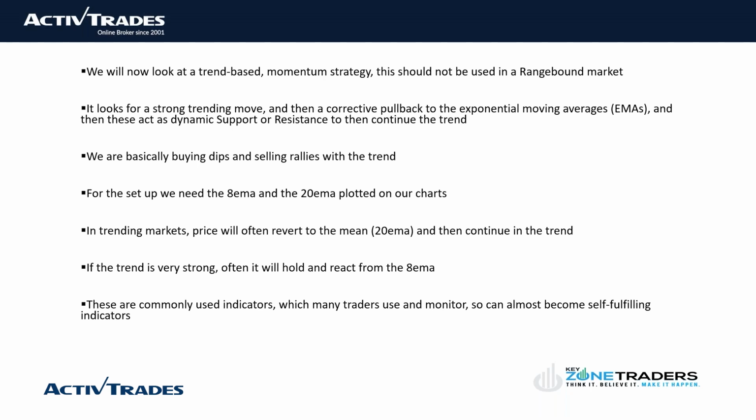You see, even on those examples there, they did retrace back to the 8 moving average, and those are the times that we want to be looking to get in. We don't want to be just selling the lows because we're in a downward trend. We want to wait for those retracements back to the moving averages and look to get in on the trade then. So for this setup, we need the 8 and the 20 moving averages plotted on our charts. And in trending markets, price will often revert to the mean, which is the 20 moving average, and continue on the trend. And as we've already identified, if the trend is very strong, often it's going to hold and react from the 8 moving average.